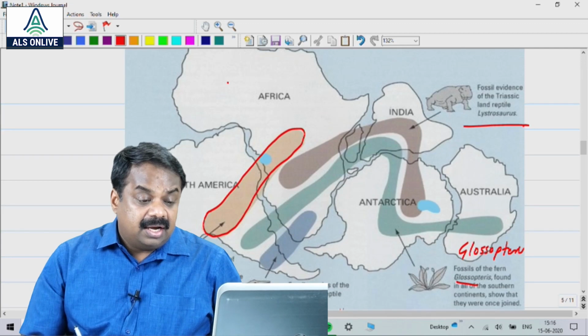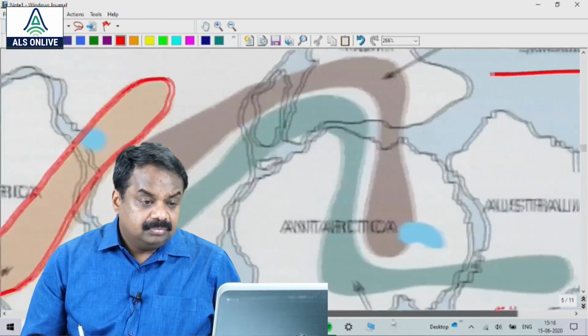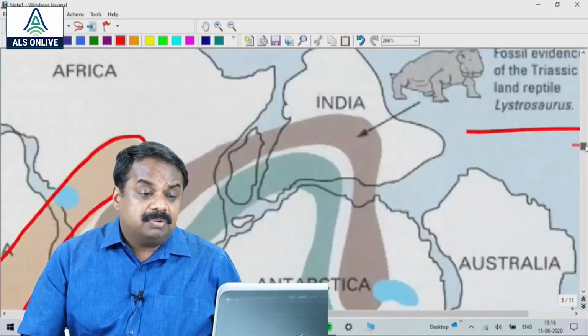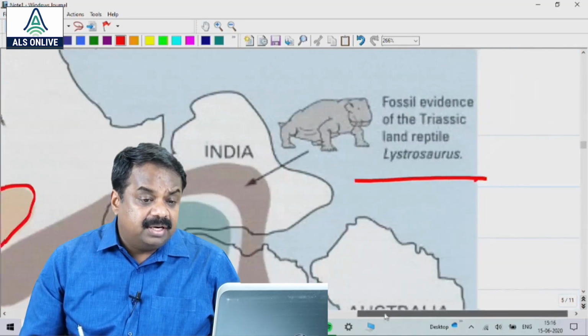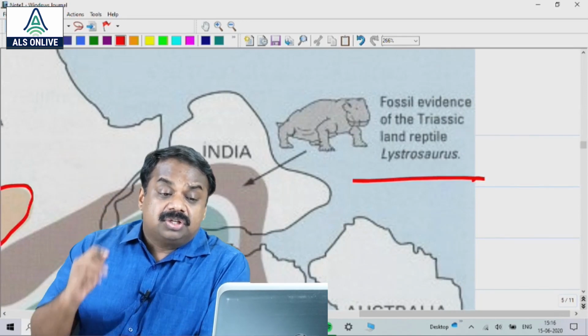And another animal, you can see this. Fossils of these animals. This is a fossil evidence of a Triassic land reptile, Lystrosaurus.